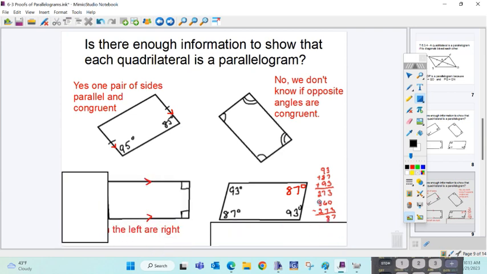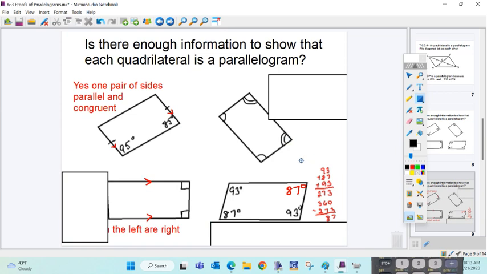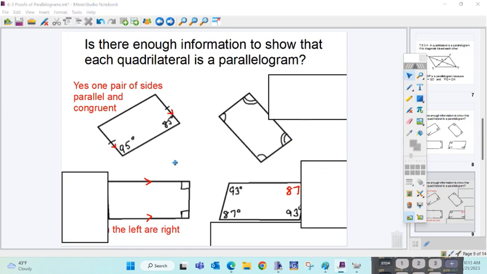Okay, so over here, this one, we've got these are parallel and these are right angles. Is that enough to show that we have a parallelogram? No, it's not. These are right angles. They're equal to each other. They are supplementary. So that means parallel. But we have nothing to tell us that the top and bottom are congruent. We have nothing to tell us that the left and the right are actually parallel.